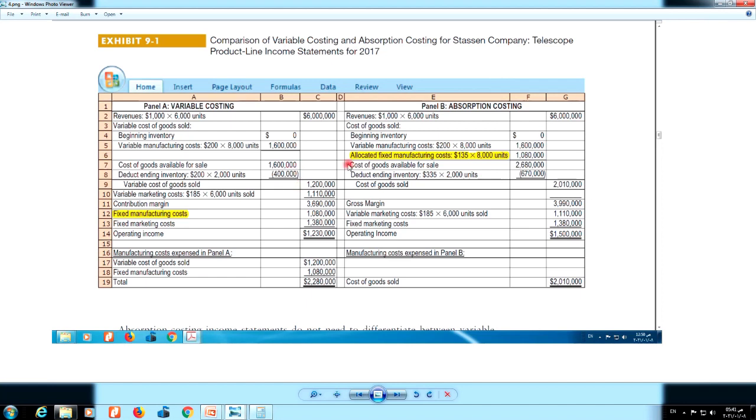Also, this example shows us the presentation of fixed manufacturing overhead under variable and absorption costing. Under absorption costing, allocated fixed manufacturing overhead cost is included in the cost of goods sold. Under variable costing, it is subtracted at the bottom line from the contribution margin.